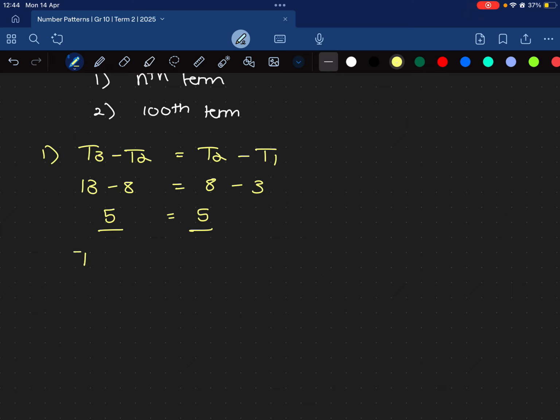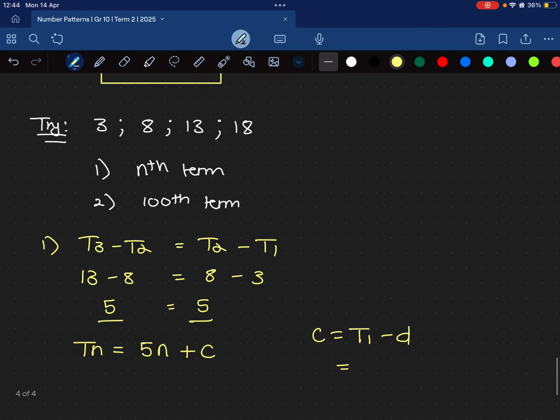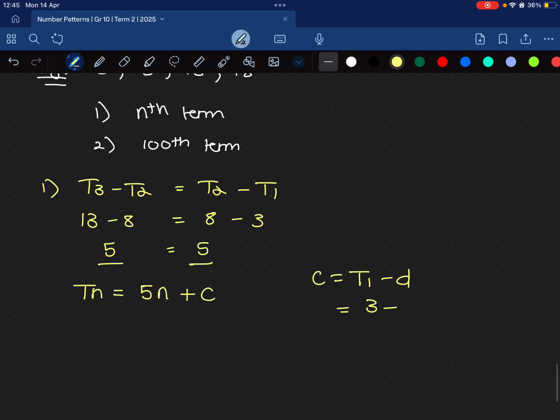So if I say Tn is equal to 5n plus c, then I can find c by saying, well, c is equal to T1 minus d. The first term is 3. The difference is 5. So you get minus 2. So Tn is equal to 5n minus 2.